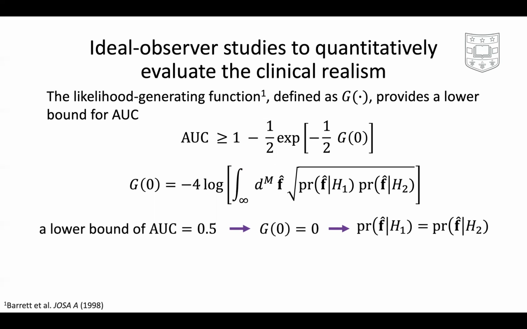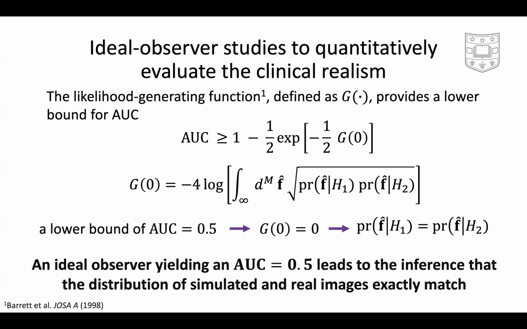From the first equation, we see that a lower bound of AUC equal to 0.5 is achieved by setting G0 equal to 0. And from the second equation, G0 is equal to 0 when the probability of f hat given h1 is equivalent to the probability of f hat given h2. Therefore, an ideal observer that yields an AUC of 0.5 leads to the inference that the distribution of simulated and real images exactly match.